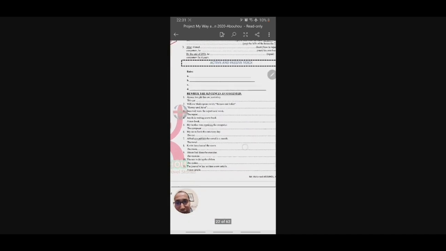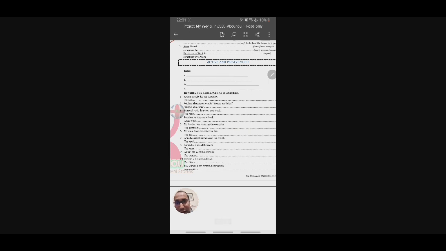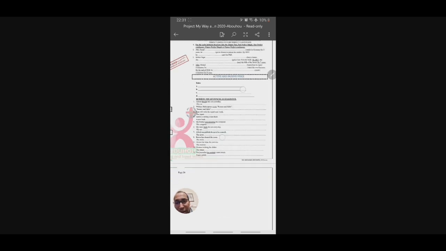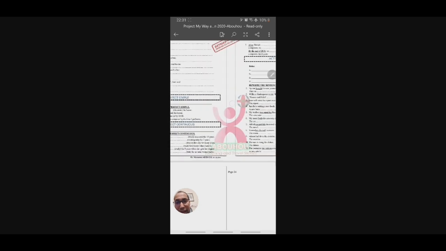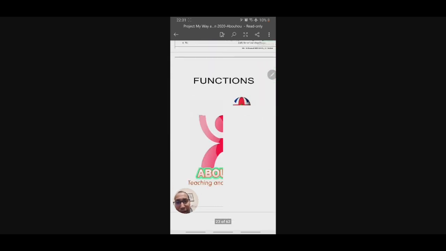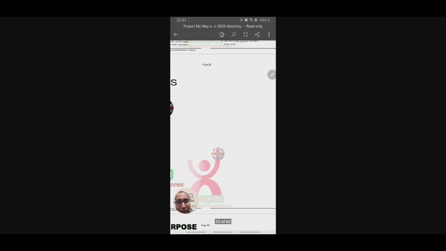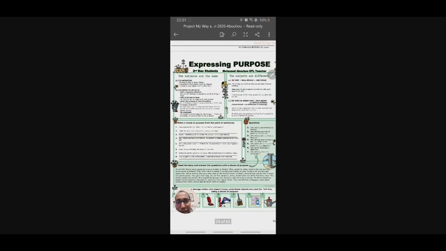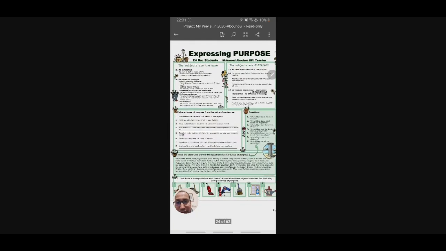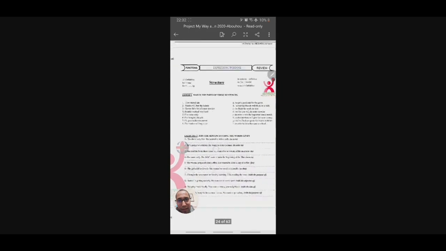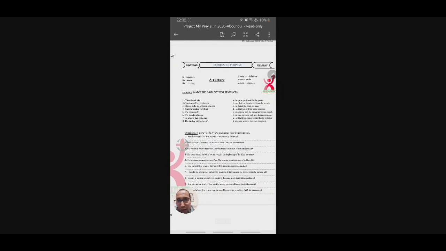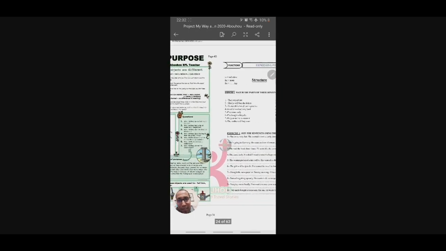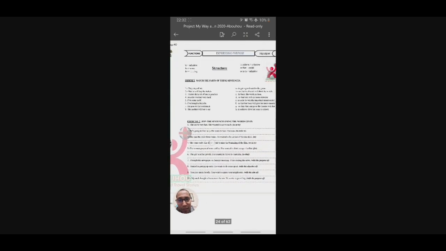Then active passive voice practice for review. You try to remember the rules and then you see if you can answer. Then we have functions. Functions, still working on this part, but we have expressing purpose. This is an old lesson, but it's still good anyway. And then we have expressing purpose, more exercises. When you're done with this, you can do this too.